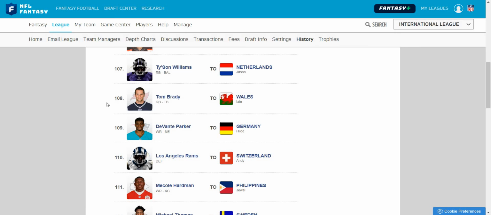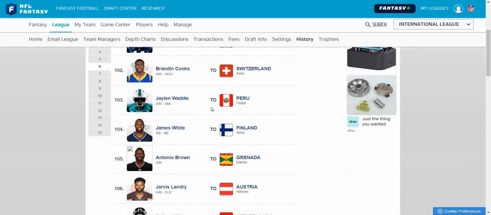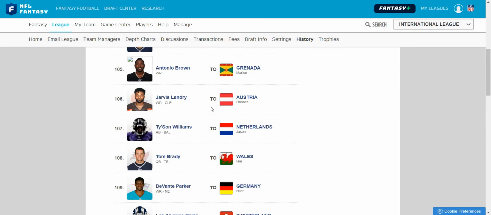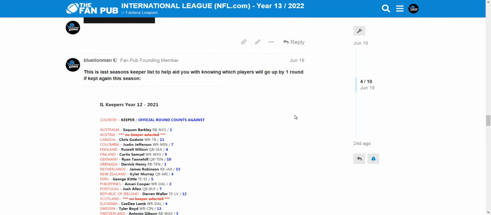There he is. Tom Brady. He was drafted by Wales in round 6. So if anybody kept Tom Brady this year, he would cost around 6. He would cost you a round 6 draft pick. Now, the last thing to mention, going back here, is keepers cost you your original draft pick.